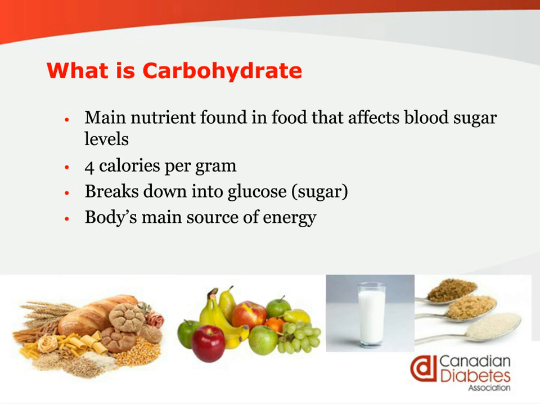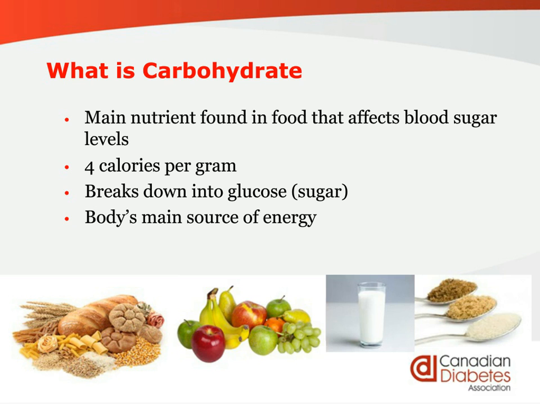So what is a carbohydrate? Certainly that's an important question, and our food is made up of three main nutrients. So that's our protein, fat, and carbohydrates. Carbohydrates are the main nutrients found in food that affect our blood sugar. Points of interest, carbohydrates are 4 calories for every gram. And our body, when we eat carbohydrates, breaks it down into glucose or sugar. And I'll use those words interchangeably, as I'll also use carb and carbohydrate interchangeably. When our body breaks down our carbohydrates into glucose or sugar, it's that glucose that our body uses as one of our main sources of energy.